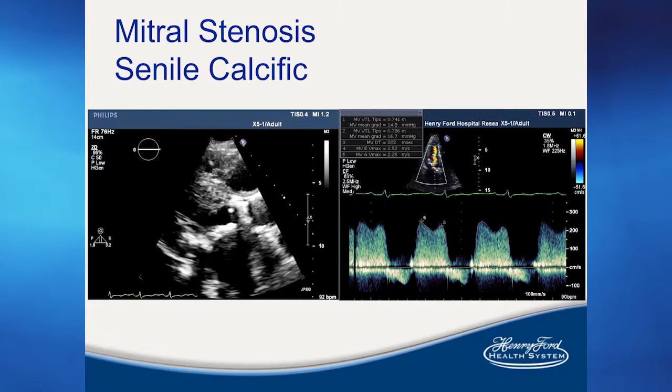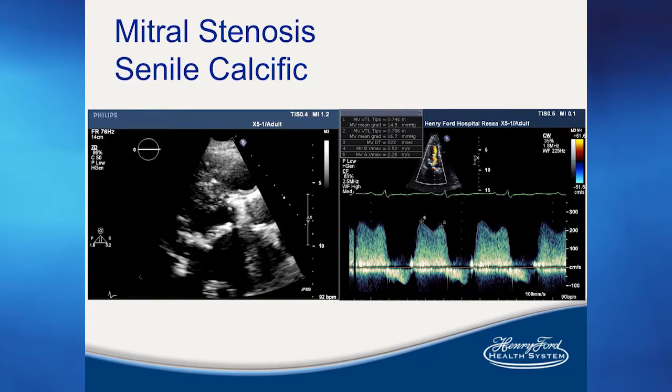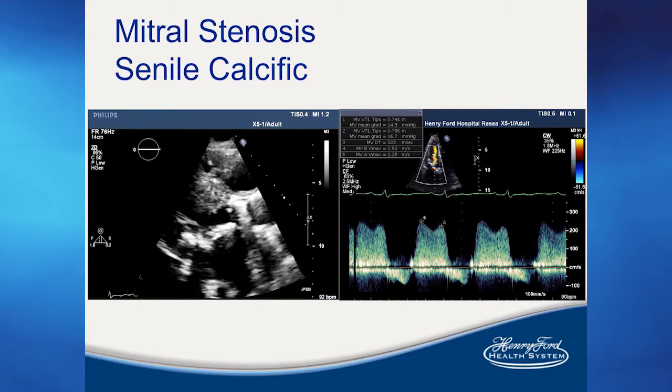entity in mitral stenosis is this new one that we've only seen more recently, or thought about treating more recently, which is senile calcification of the mitral valve. You can see that the flow through the mitral valve is being impinged by the restriction of the opening. The mean gradient here was 17.